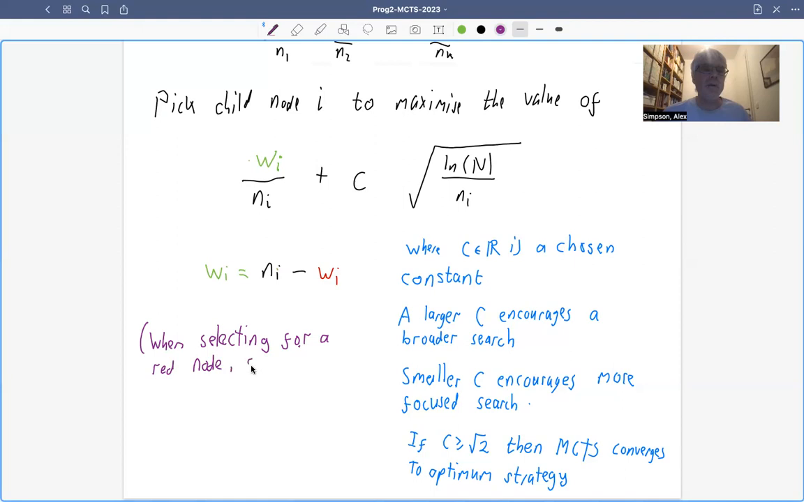Simply swap the roles of red and green. I hope nobody's red-green colorblind. It only just occurred to me that that might be a problem. Swap the roles. There's some little funny thing on the O there. Oops.